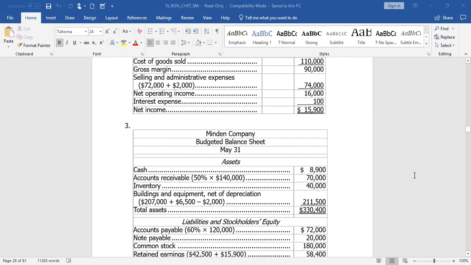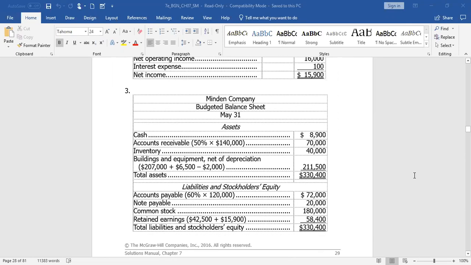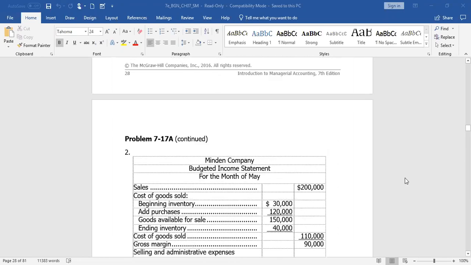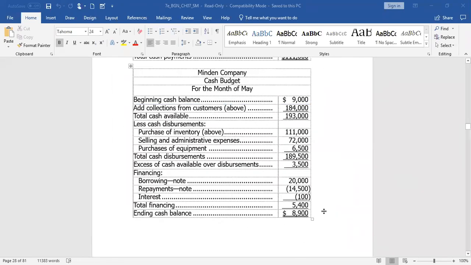Now, let's budget our balance sheet based on all this information. Well, we already know what we expect our cash balance to be at the end of May. We did that up here, $8,900.